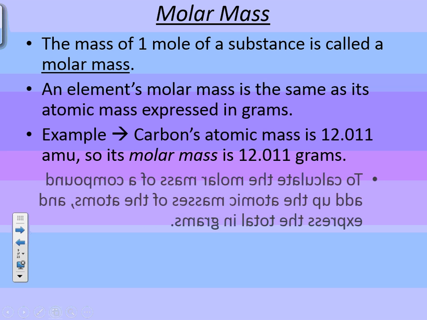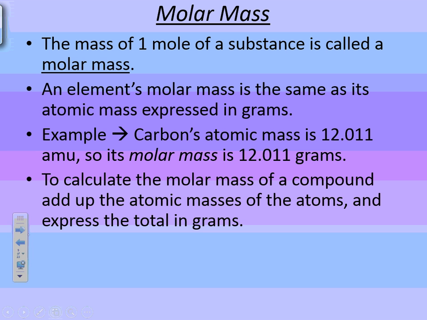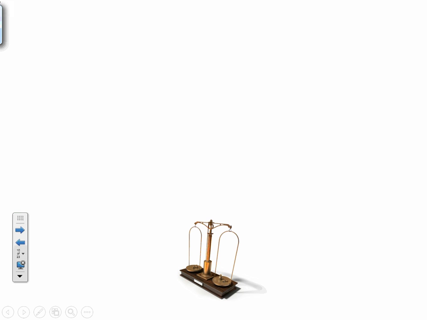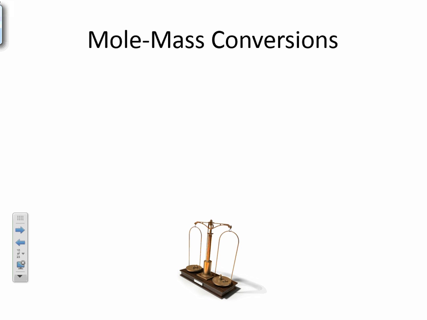All right. If we get a little more complicated here, we can take water. What do we have in water? We have 2 hydrogens. Hydrogen weighs 1.01. So 2 times 1.01 plus the weight of oxygen, which is 16, gives us 18. A mole of water, or a molar mass of water, is 18.0 grams. So we are going to focus a little bit on molar mass. How do we go back and forth between mole mass conversions?